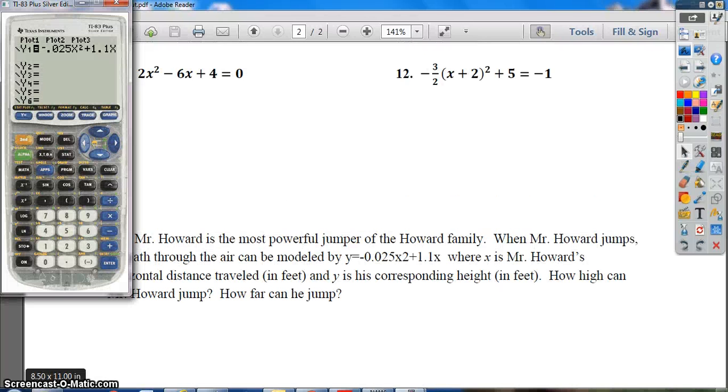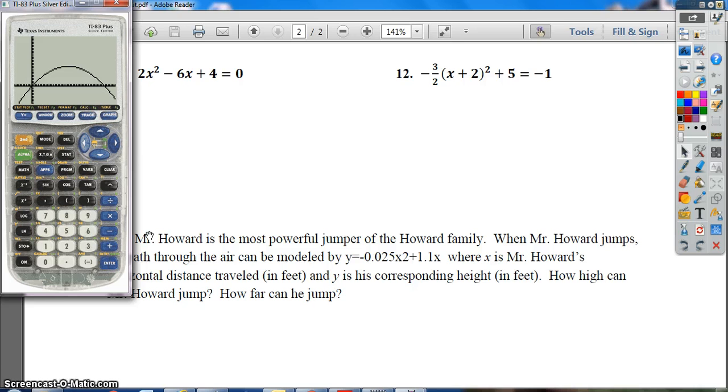Okay, so what I'm doing is I'm typing in my equation in the calculator. By doing this, you kind of get an idea visually of what you're looking at. Right now, that's standard, so I'm going to make this a little bit larger. I'm going to make the x max 50. I don't think you can jump more than 50 feet by 30 feet up. Okay, so take a look. That's the path of Mr. Howard's jump.